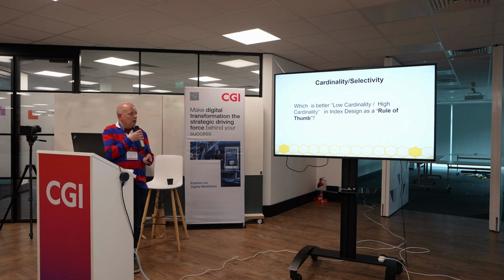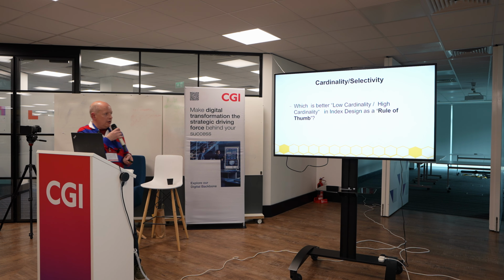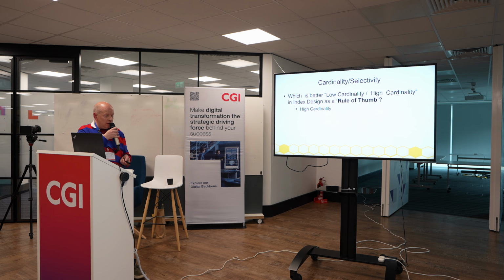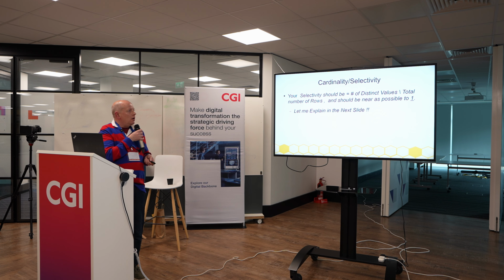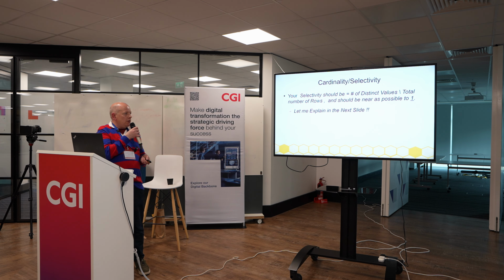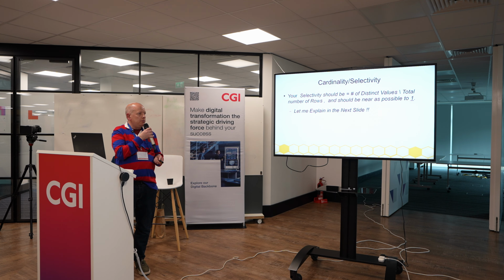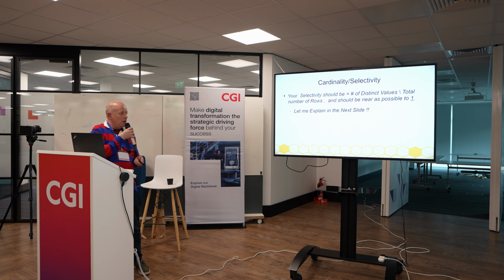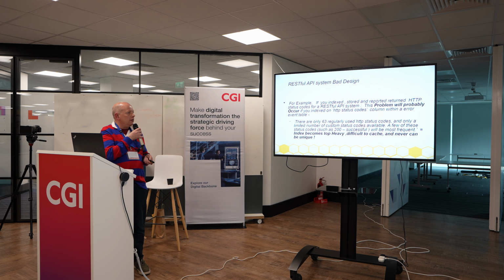Which is better as a rule of thumb, low cardinality or high cardinality in indexes? Does anyone know? High cardinality. Your selectivity should be distinct rows divided by total number of rows. It should be as near as possible to 1. Let me explain in the next slide.